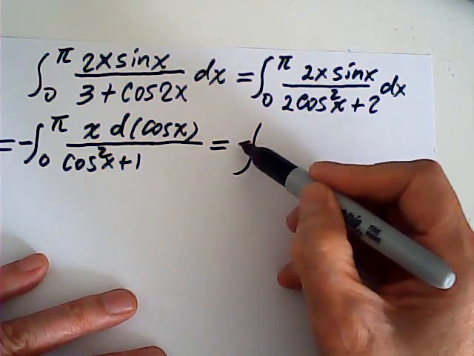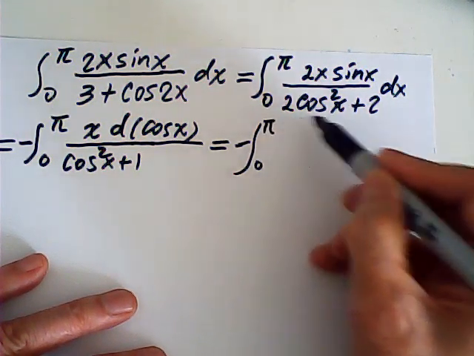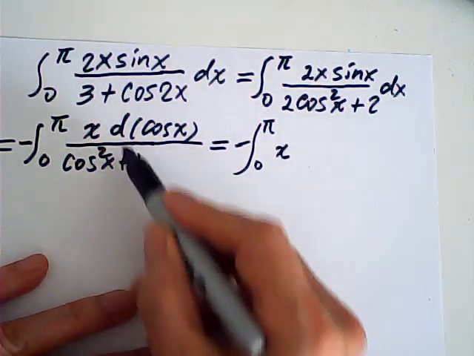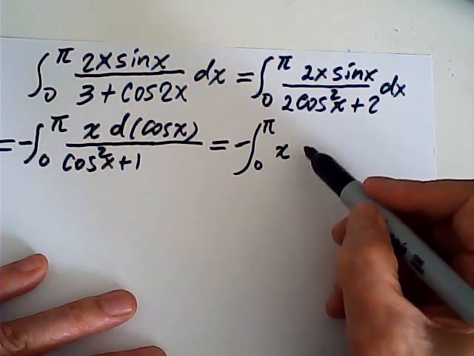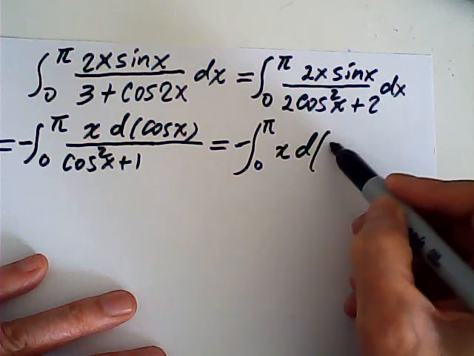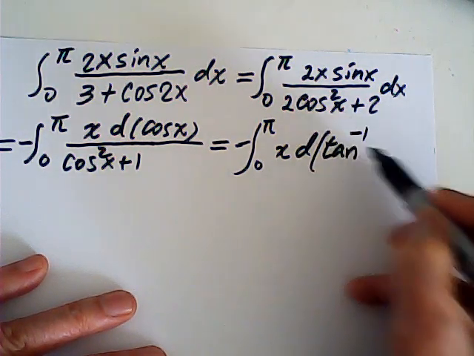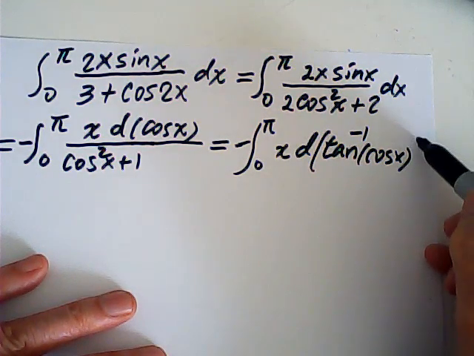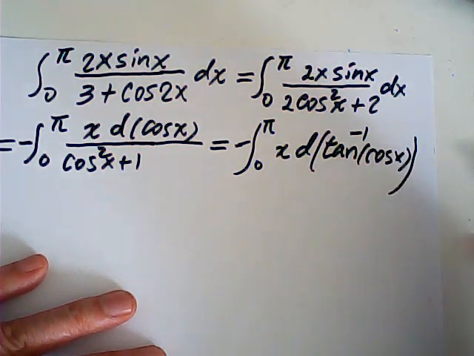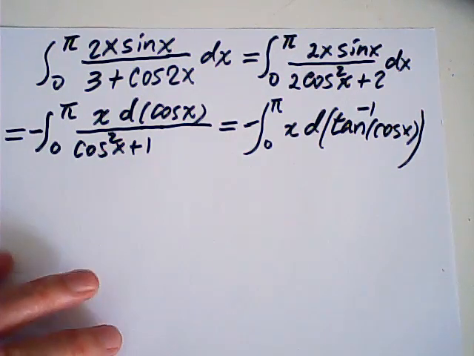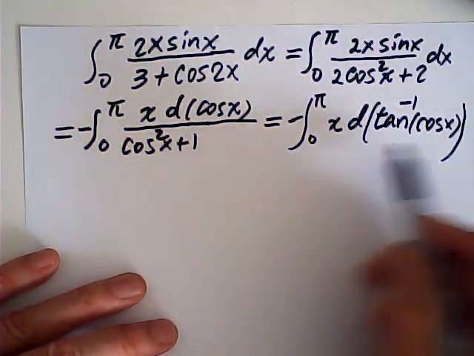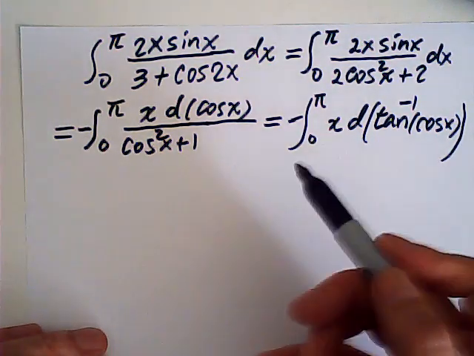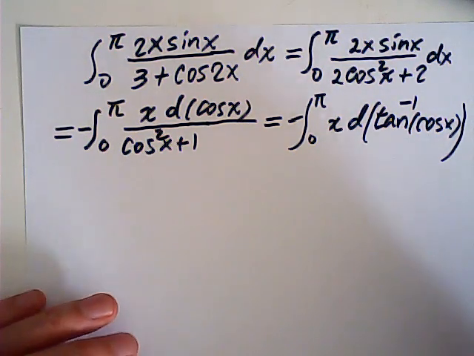This is negative integral 0 to pi, and x. Now this is the derivative of arctangent cosine x. Yeah. Good. Now obviously this is my u, this is my dv. I can perform an integration by parts.